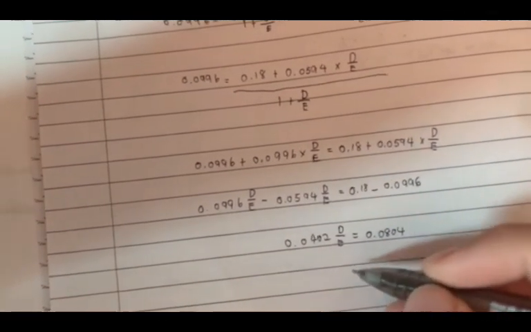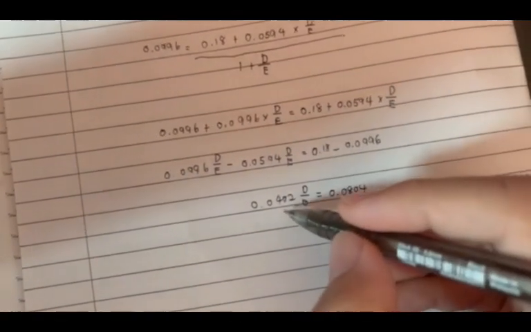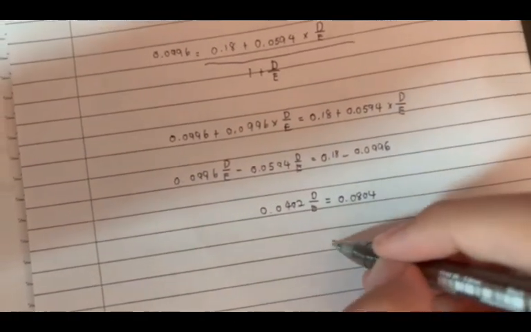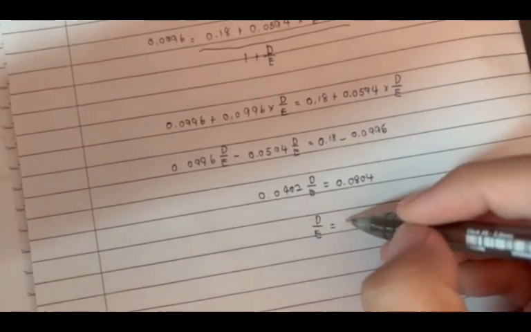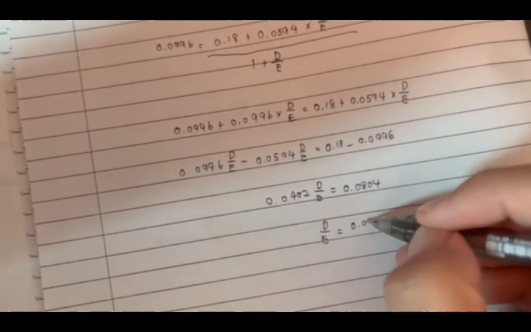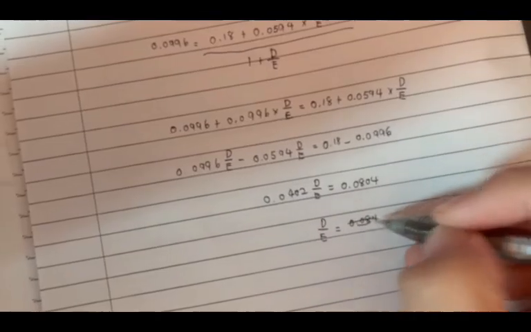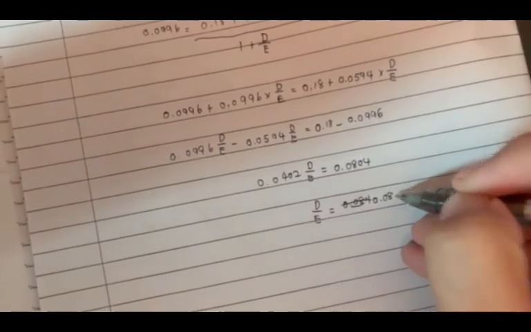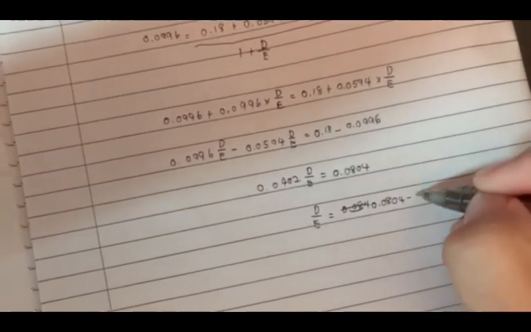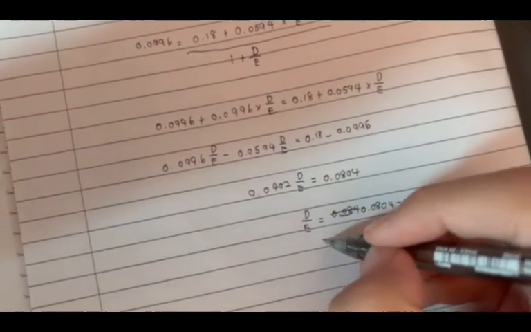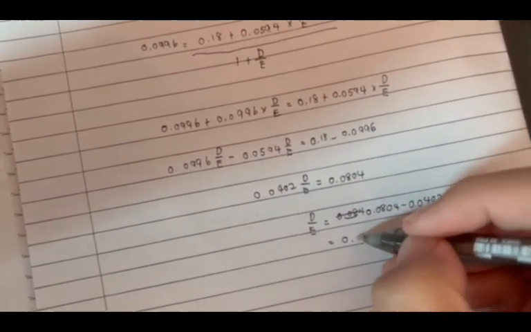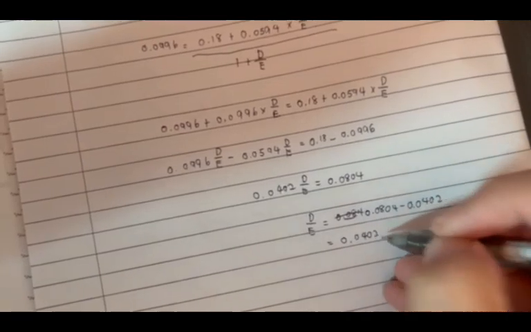This number we just bring over, so we're left with D over E equal to 0.0804 divided by 0.0402, which will be equal to 2.